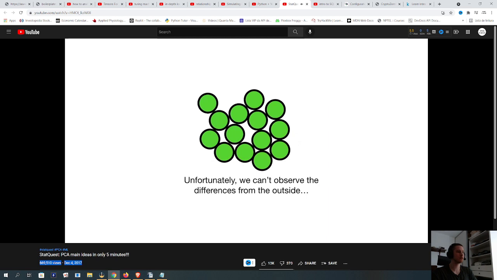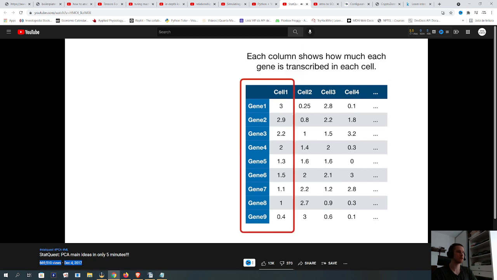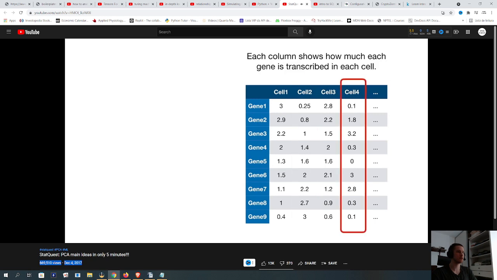Unfortunately, we can't observe differences from the outside. So we sequence the messenger RNA in each cell to identify which genes are active. This tells us what the cell is doing. Psst, if they were people, we could measure their weight, blood pressure, reading level, etc. Okay, here's the data. Each column shows how much each gene is transcribed in each cell.